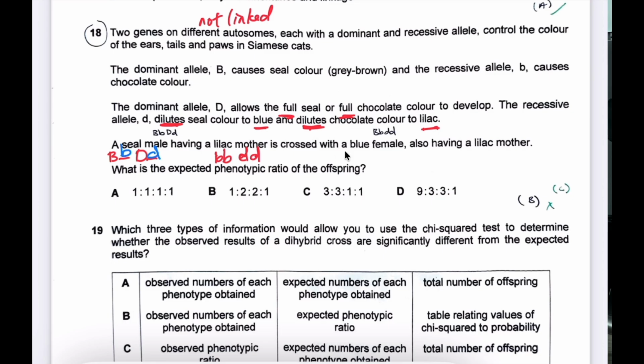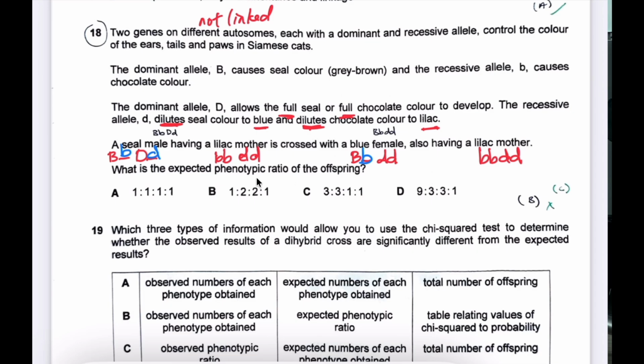Agree? It's crossed with a female. So this is a blue female. A blue female must be seal first, right? So this one must be seal first and then get diluted to blue. Okay, then also have a lilac mother. This is a lilac mother. No need to redo already. So therefore, the missing allele is like that. Agree so far? Are you following so far?